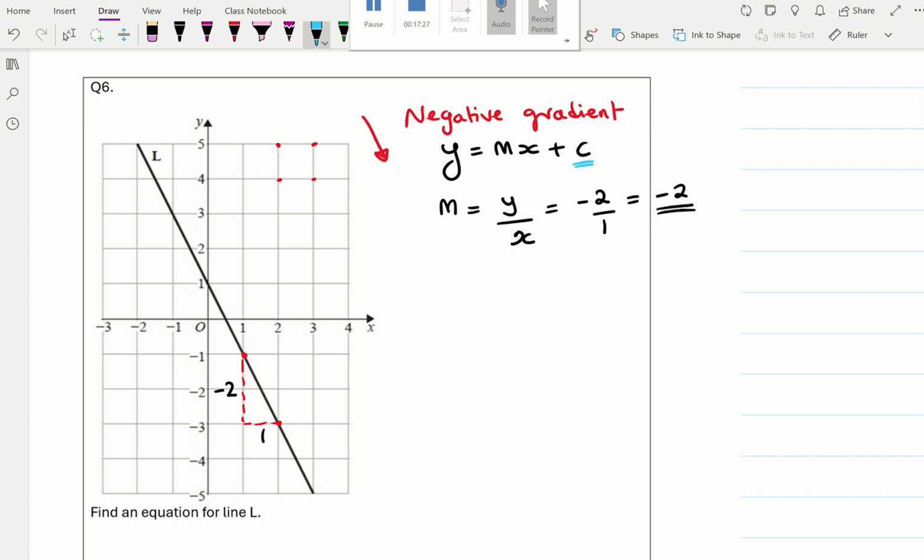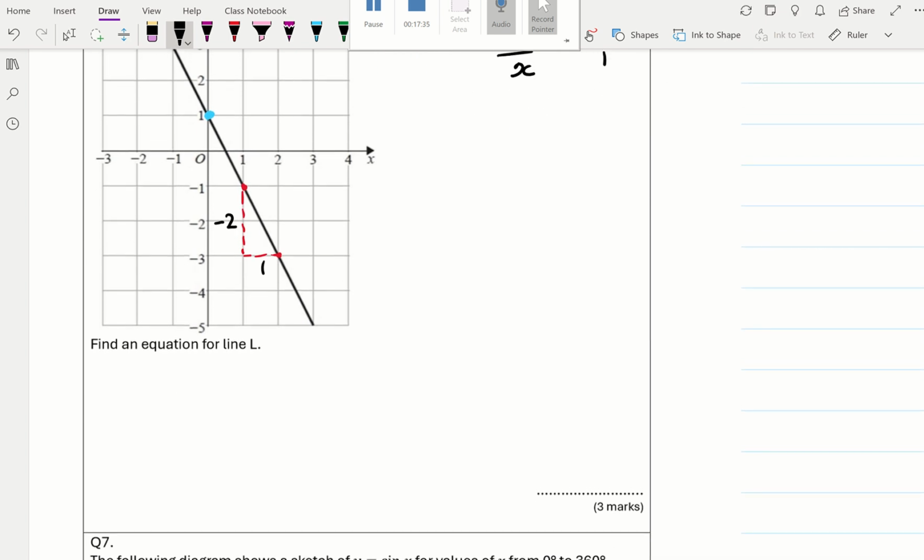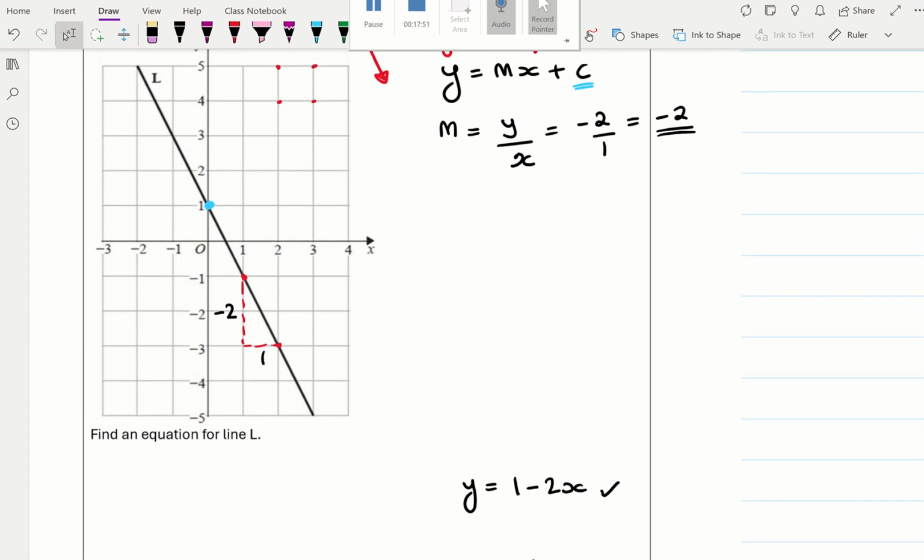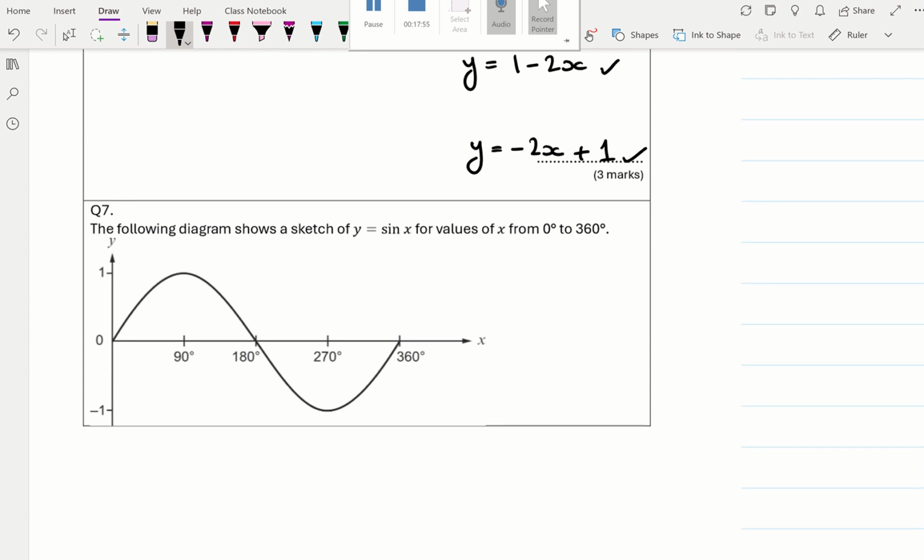And c is the y-intercept, and it cuts the y-axis at 1, +1. So the equation of the line is y equals -2x plus 1. You can write it as y equals 1 minus 2x. Both of these are correct. It's a 3-mark question, so make sure you show your workings.